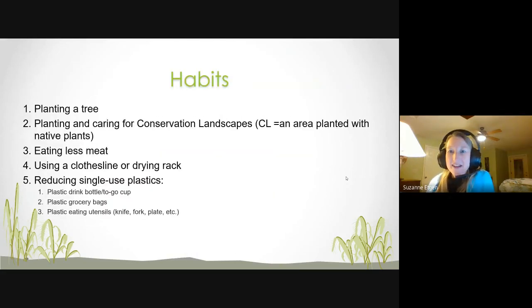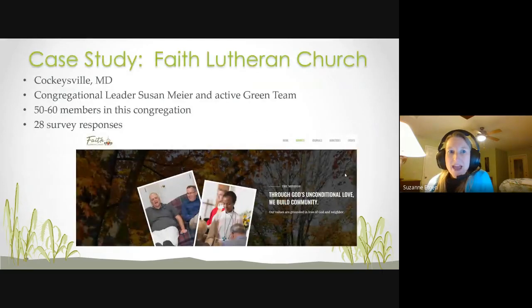We had these 7 habits: two planting habits, a food habit, a laundry habit, and then 3 plastics habits. So those were the list of habits that we gave as possibilities for this program. So next slide. And the first one we're going to talk about is Faith Lutheran Church.